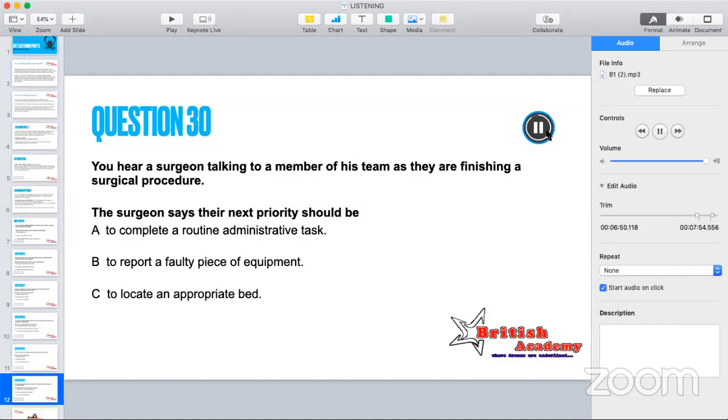Do we need to send this patient up to HDU? Actually, everything was quite straightforward, so I'd say a regular ward bed is fine. Perfect.